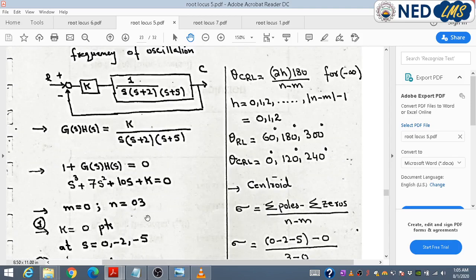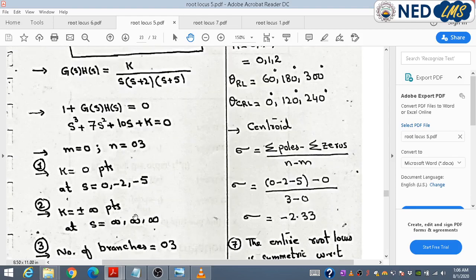So this one is the characteristic equation. The degree of the given system is 3, because the characteristic equation has the highest power 3. By inserting one more pole, we have increased the degree of the characteristic equation. In this case the value of m is 0 because we have no finite zeros. The number of poles is 3. Therefore when I am applying property number 1, the k equal to 0 point lies at the system poles.